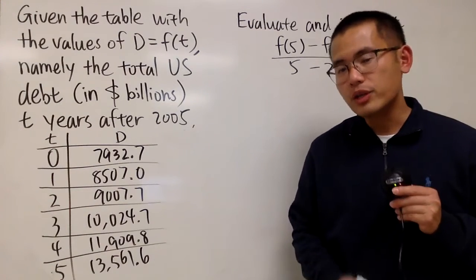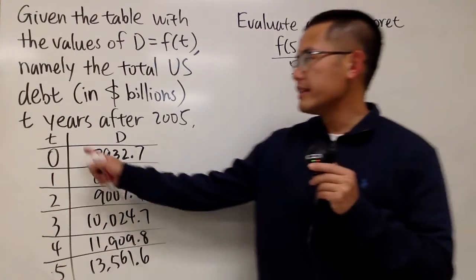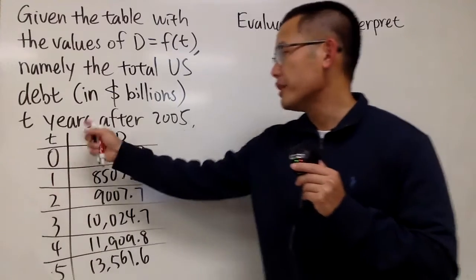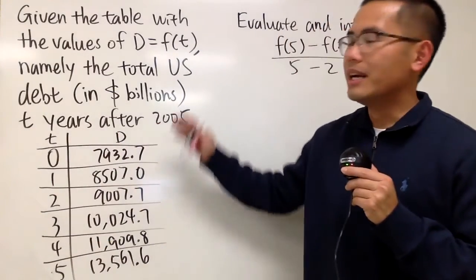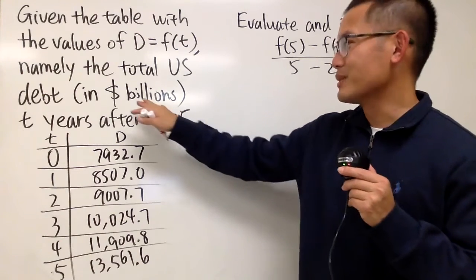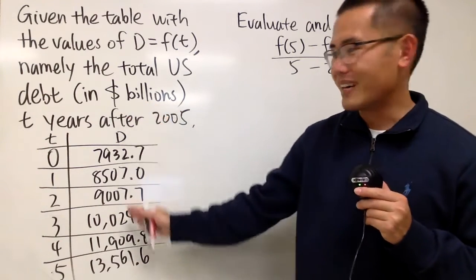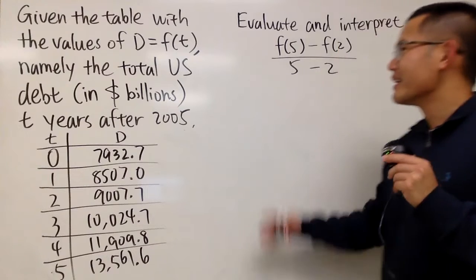Okay, here we have this question. First, we are given a table, and the t right here represents the number of years after 2005. And the d right here represents the total US debt. And notice that we are talking about billions of dollars, right? So, here is the question.